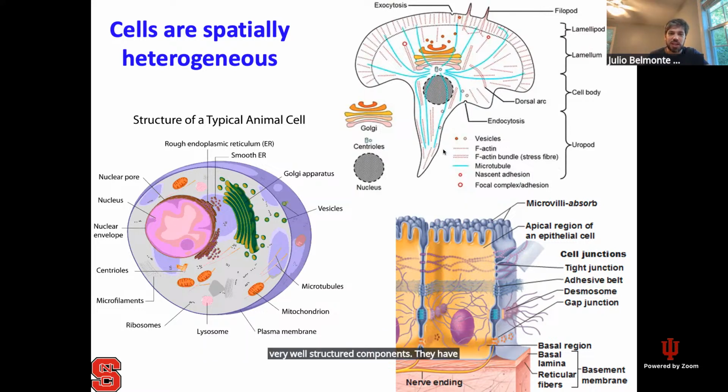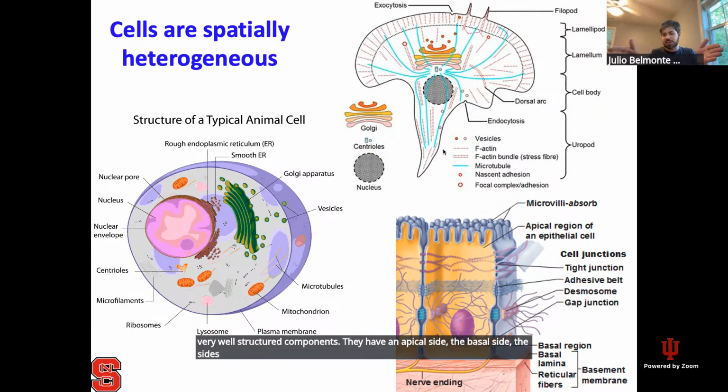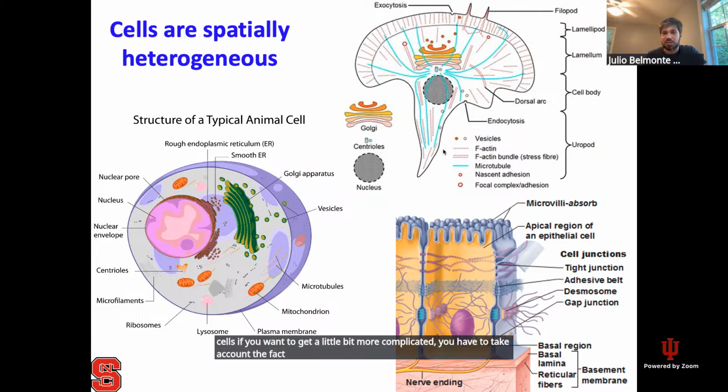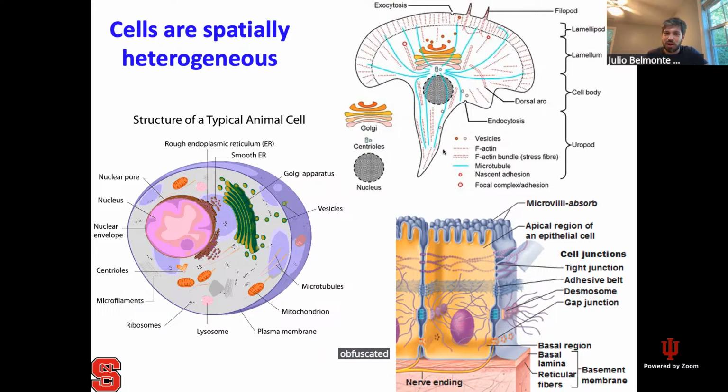They have an apical side, a basal side, and on the lateral side is where they actually make the desmosomes and the adherens junctions. So if you want to get a little bit more complicated, you have to take into account the fact that the cells have spatial heterogeneities, and maybe it's better to make our CompuCell models a little bit more sophisticated to account for the internal spatial heterogeneities inside the cell.